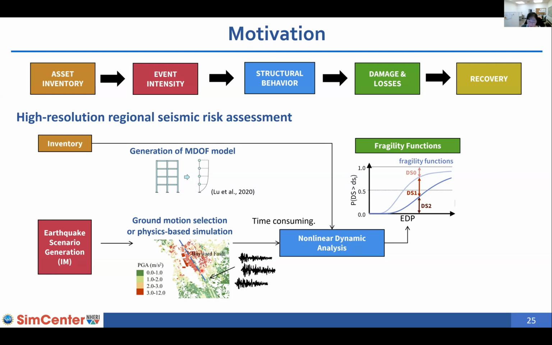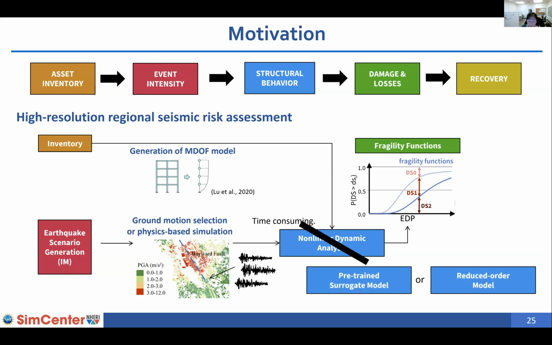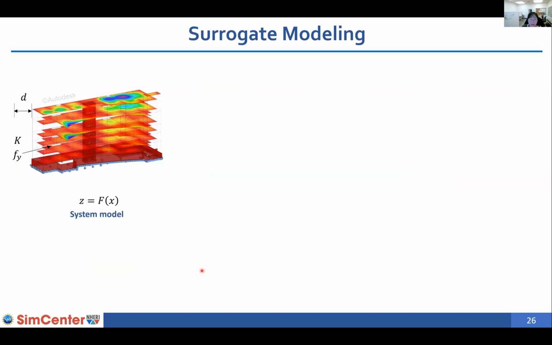And then the problem, or the bottleneck we found, was that the nonlinear dynamic analysis was taking a long time to simulate. So we needed to come up with some way to make this faster, like a pre-trained surrogate model or a reduced order model. And this presentation focuses more on the surrogate modeling. This is a very brief idea of what surrogate modeling is.